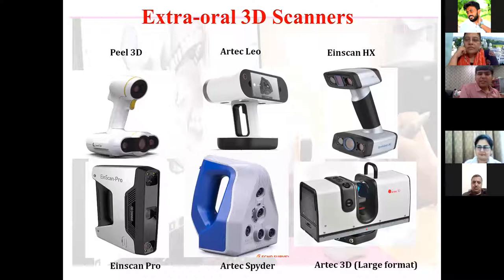The commonly used extraoral scanners are the Peel 3D, the Artec Eva, N-scan HX, N-scan Pro, Artec Spider. These are lightweight portable devices, which use a laser beam to generate the scanned image. The scanned image can be evaluated using a number of softwares available, which include MIS, which include Rhinoceros, and a number of other available tools which we have to buy. And a few of these have dedicated softwares for studying the facial anatomy. The Artec 3D large format scanner, as shown in the image here, is a fixed scanner which rotates on a tripod and captures the images using the laser beam.